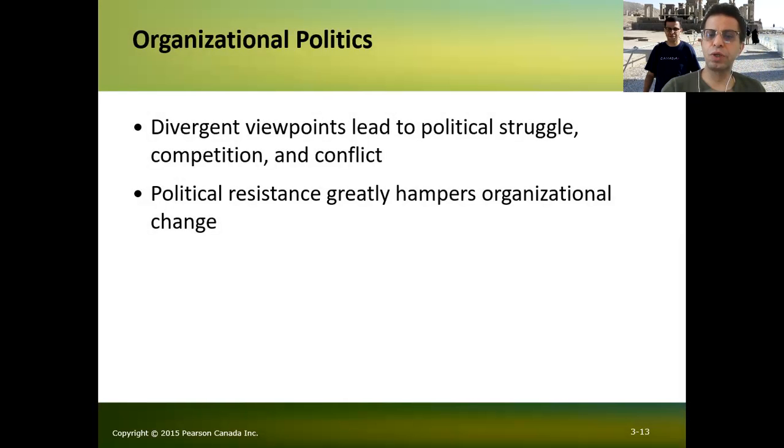Now, there is what you call organizational politics. So the divergent viewpoint led to a political struggle, competition, and conflict. Political resistance greatly hampers organizational change. Now, not all the politics is good or bad. It depends what's the reason of having these politics within the organization.